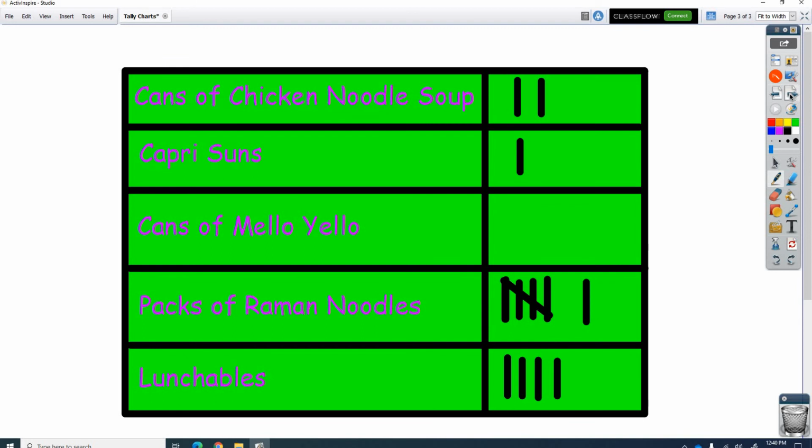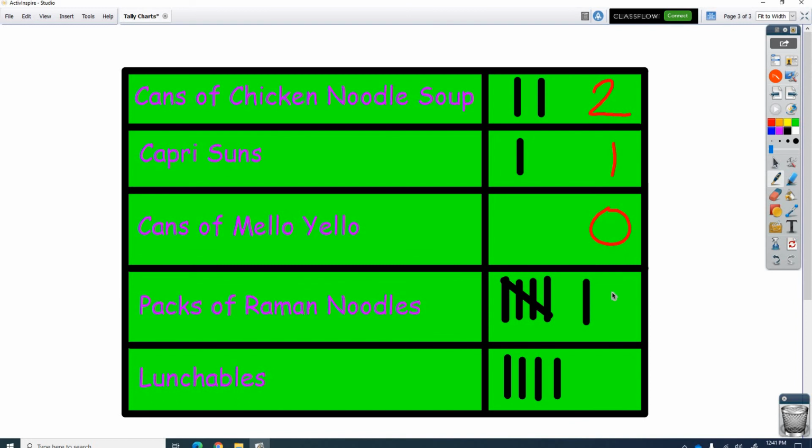So, how many cans of chicken noodle soup did I have in my cupboard? Very good. 2, because there's 2 tallies. How many Capri Suns did I have in the fridge? Very good, just 1. How many cans of Mellow Yellow do I have? Since there's no tallies, that means none. There's 0. How many packs of ramen noodles?